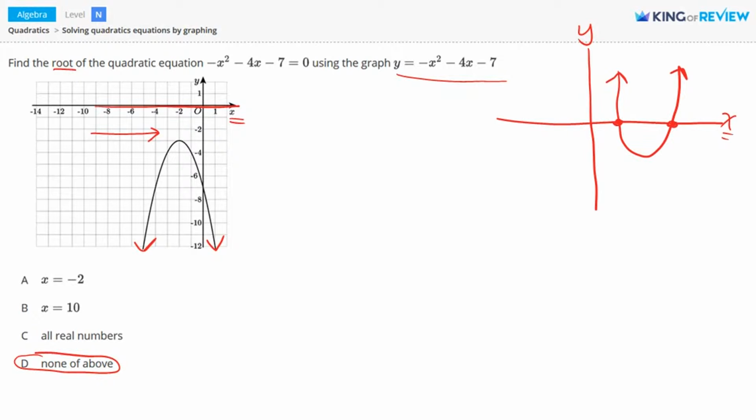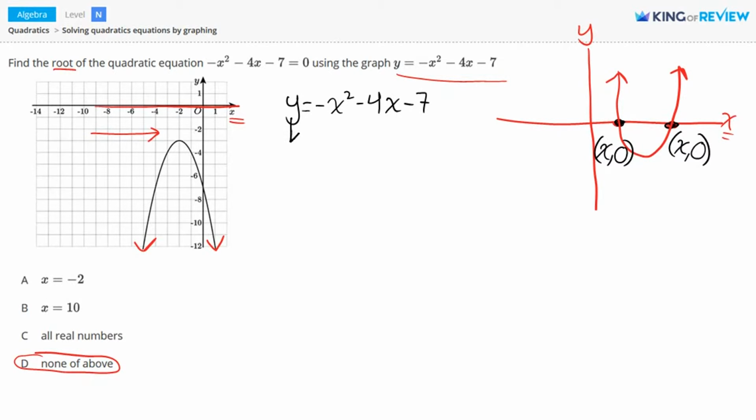Now we can also solve this problem algebraically. We have our equation y equals negative x squared minus 4x minus 7. Let's think about the root here, or this x-intercept. The y-coordinate of an x-intercept is 0 because when a graph touches the x-axis, the y value of that point is 0. So for these points here, they'd have some x-coordinate, but the y-coordinate would be 0. Same for this one here.